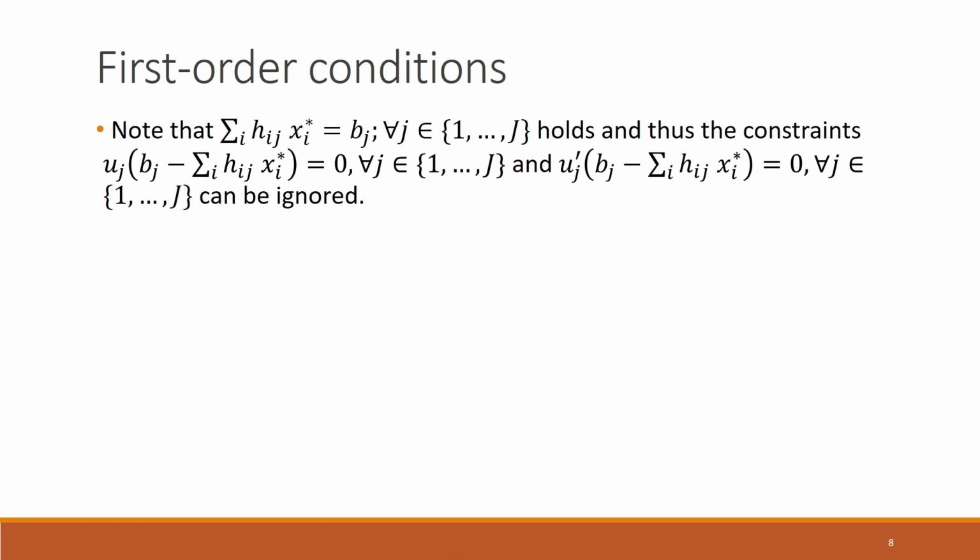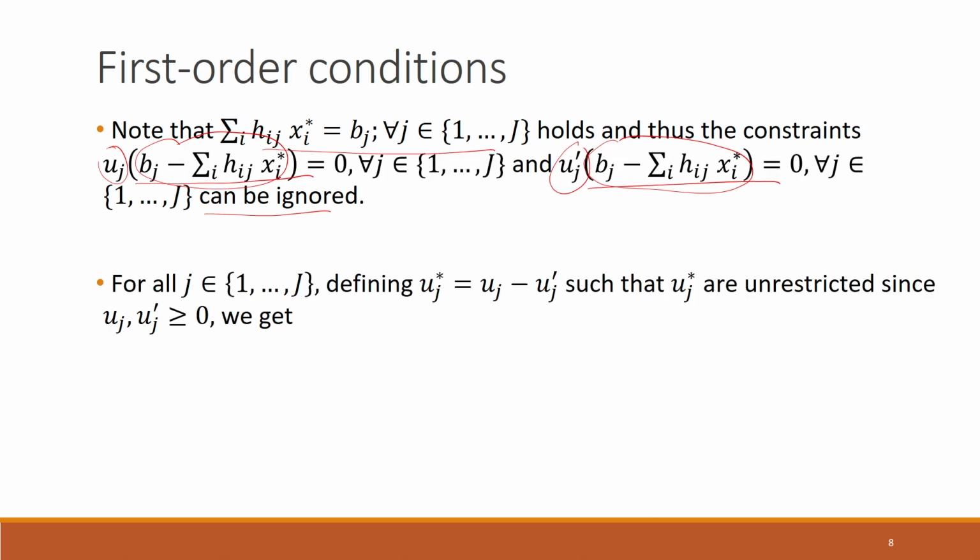So the next few points will be saying the same thing which I have been saying. So summation hij xi star is equal to bj holds, and therefore these two constraints can be ignored, because if this is already equal to 0, whatever value uj takes, it is not an issue. I mean it can take any value. Similarly, if this term in the bracket is equal to 0, then there is no restriction on uj dash, so then it is not a constraint actually. So there is no need of this.